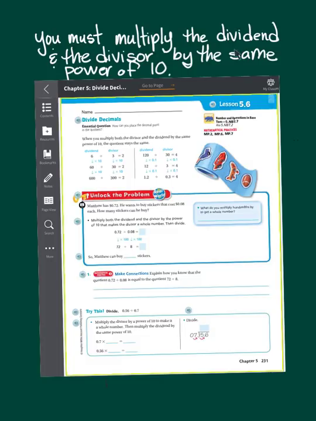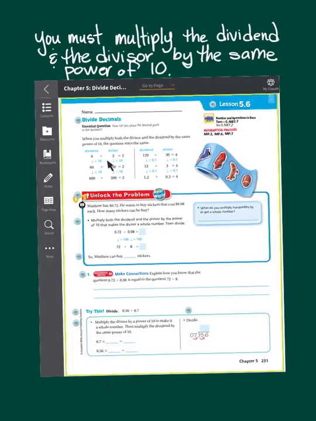This is really important. I wrote this rule up here. Whenever you're thinking about how to do these problems, refer back to this rule. You must multiply the dividend and the divisor by the same power of 10. What you want is to be able to get to the same power of 10.